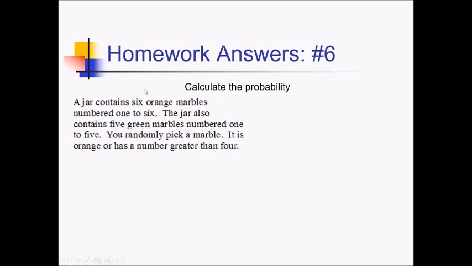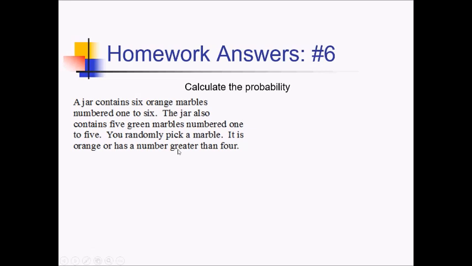For this situation, we have a jar containing 6 orange marbles numbered 1 to 6 and 5 green marbles numbered 1 to 5. We randomly pick a marble, and we want the probability it's orange or has a number greater than 4. So we have an OR going on, which means we have to take the individual probabilities of orange and number greater than 4 and add them together.